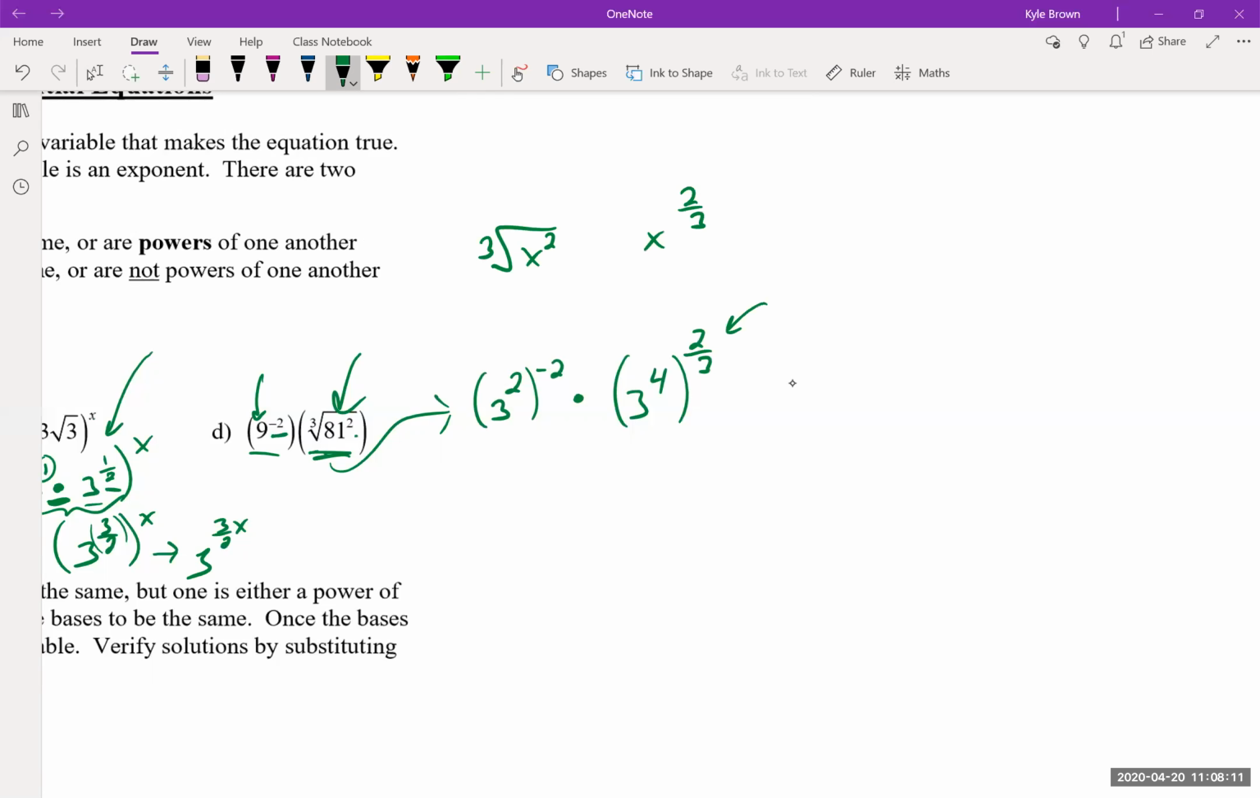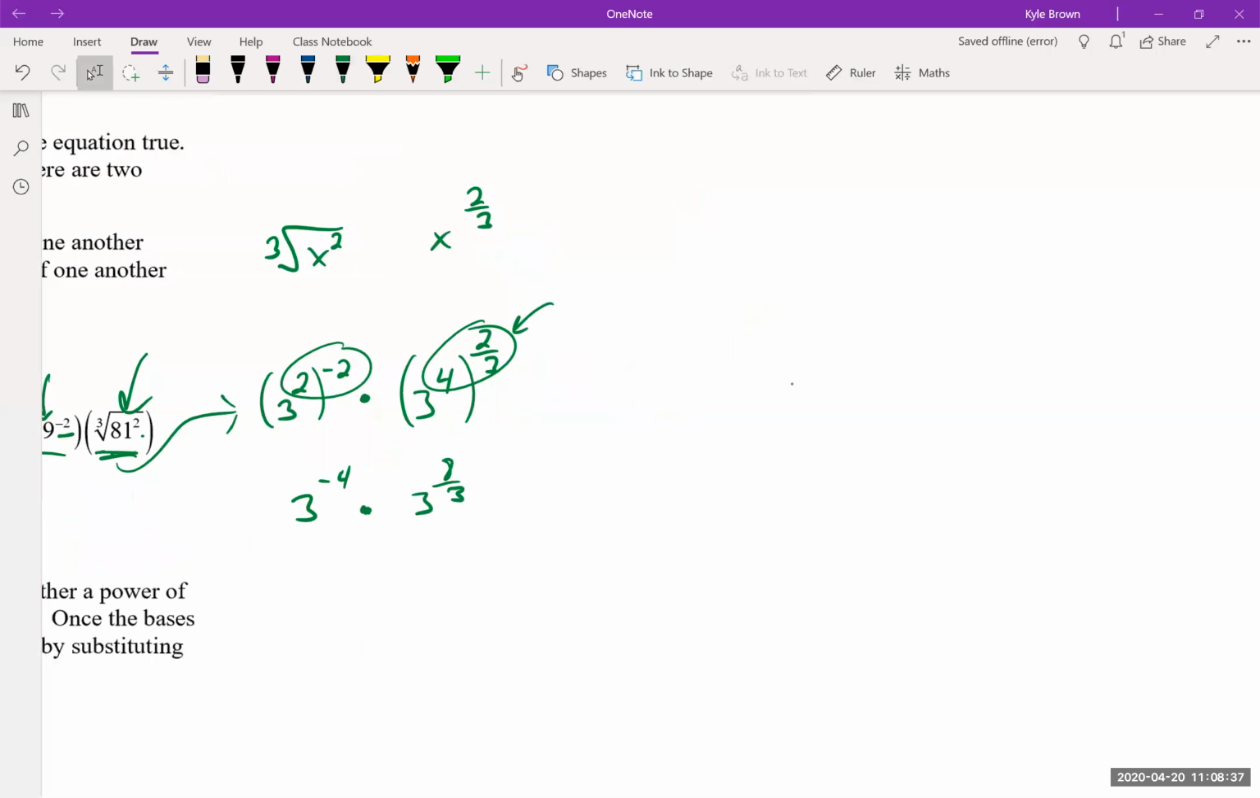So now at this point, let's multiply our exponents, right? So 3 to the power of 2 times negative 2 is negative 4, times 3 to the power of 4 times 2 over 3, that's 8 over 3. Okay, so we're almost there. Now, what do we do when we are multiplying? Well, we add, right? So the next step here is we need to go negative 4 plus 8 over 3.